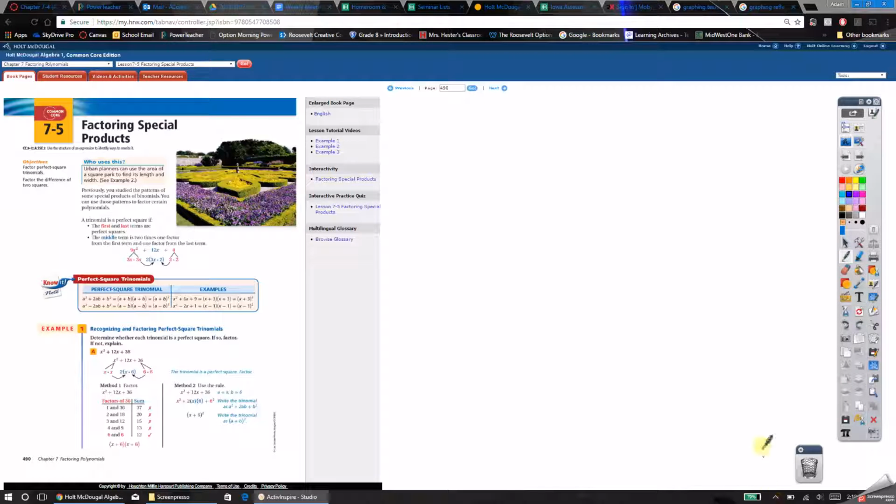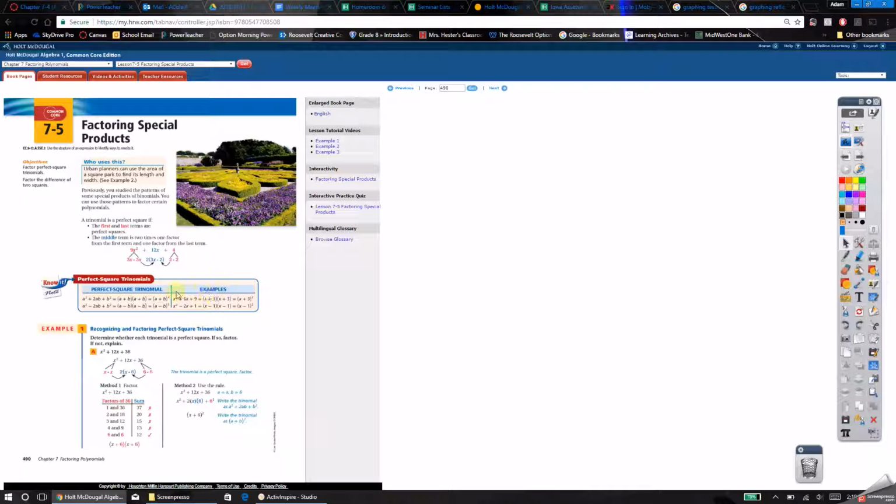Alright guys, we are in chapter 7.5 here, which is again over factoring binomials. It's special binomials, or special products, I guess is the way they phrase it, because it's going to end up being what's called a perfect square trinomial. They go through, it is standard A.SSE.2. They define it. A perfect square trinomial means it's the same quantity times the same quantity.